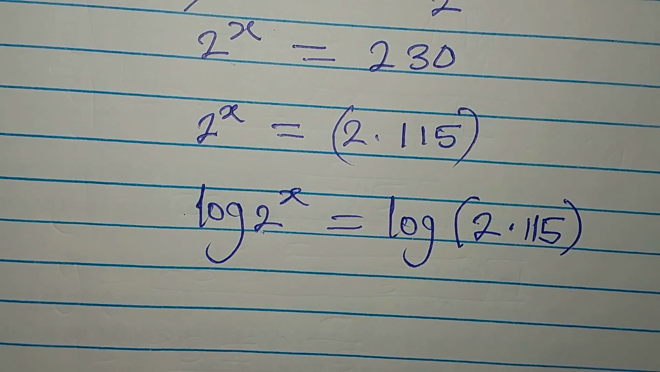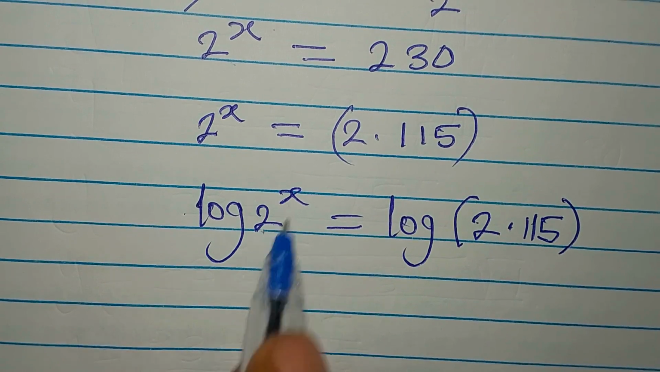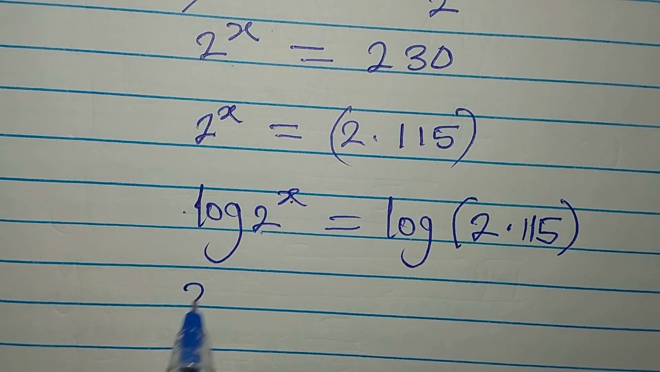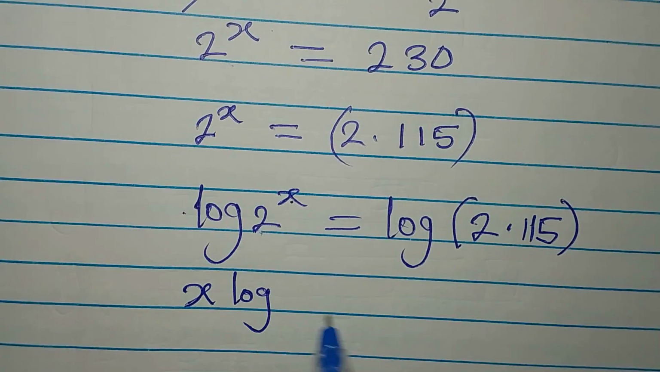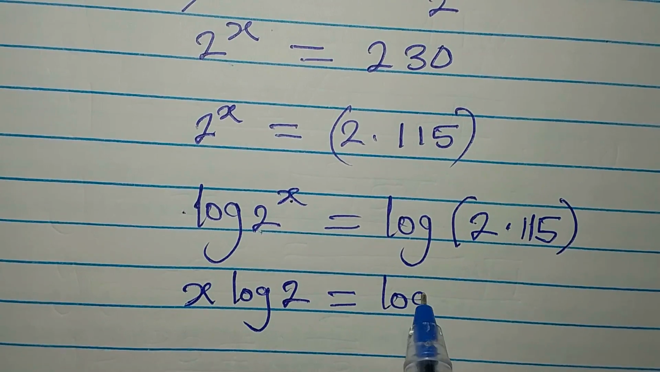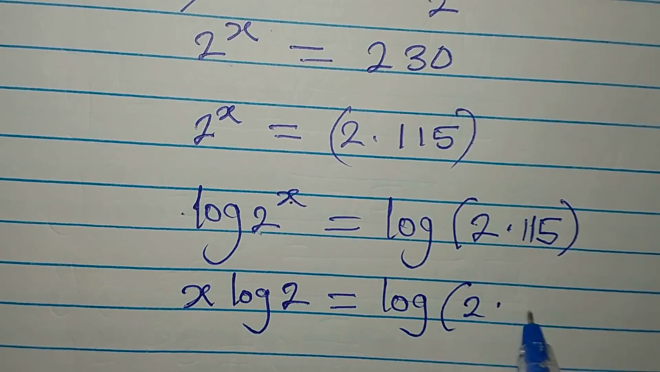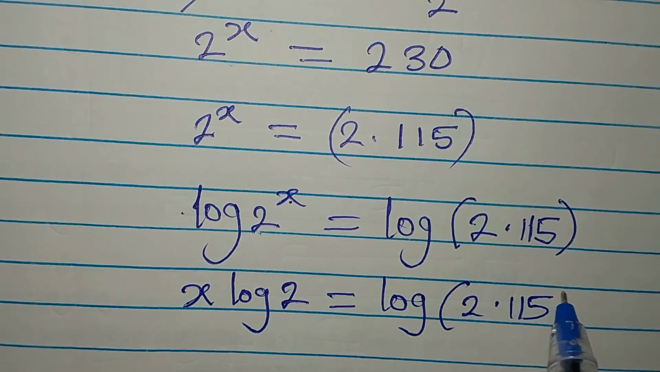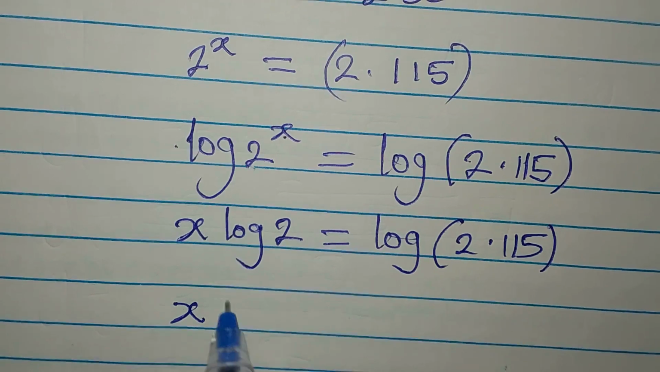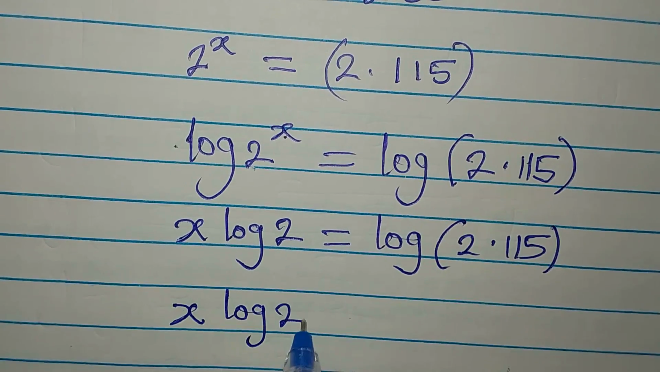Now there is a law I want us to apply. This x here is a power. Since we are looking for x, it has to come down in front. So we have x log 2 equals log of 2 times 115. Now we still have our x log 2.